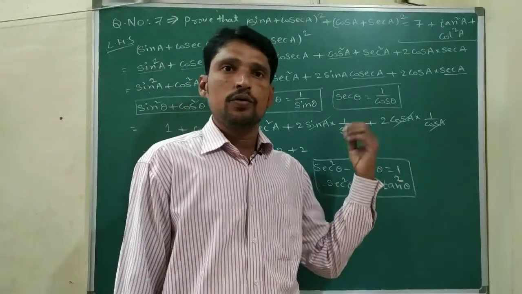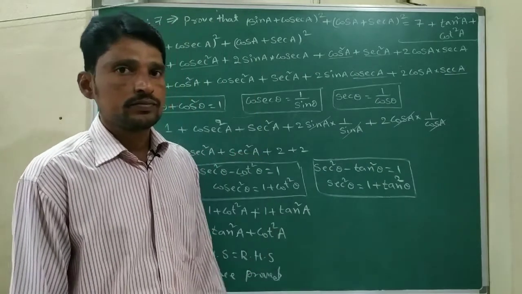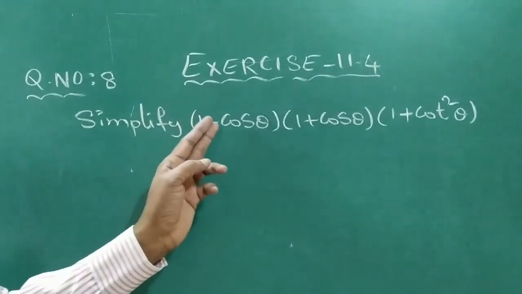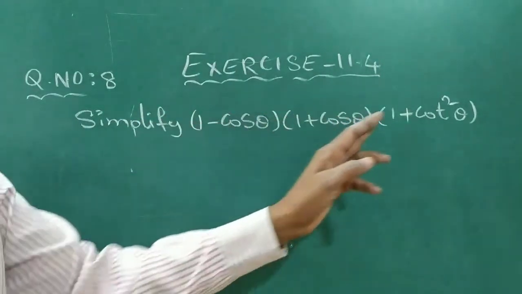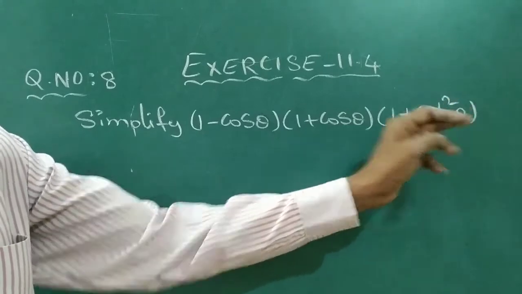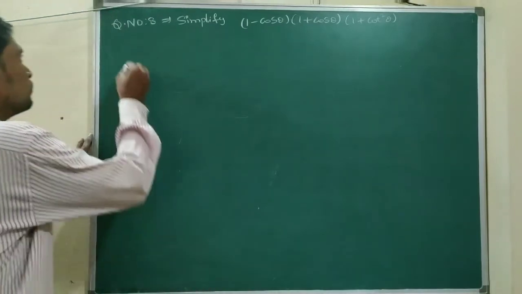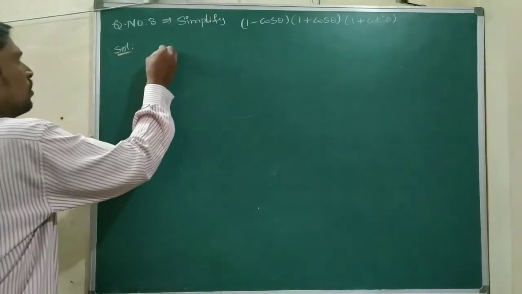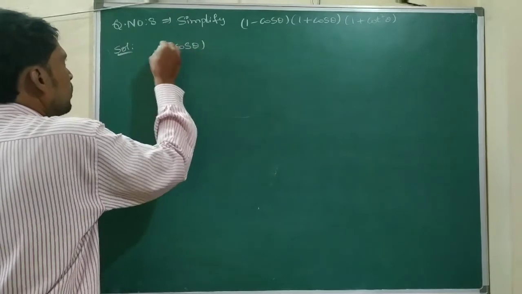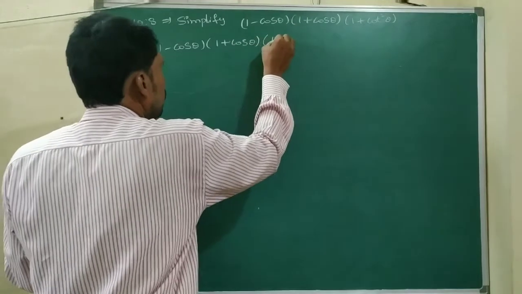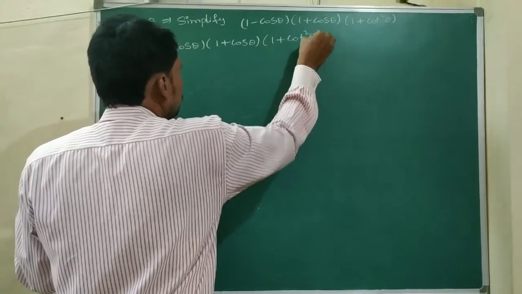This is a very important problem for 4 marks. Question number 8. Simplify 1 minus cos theta into 1 plus cos theta into 1 plus cot square theta. Let us see the solution. 1 minus cos theta into 1 plus cos theta into 1 plus cot square theta.